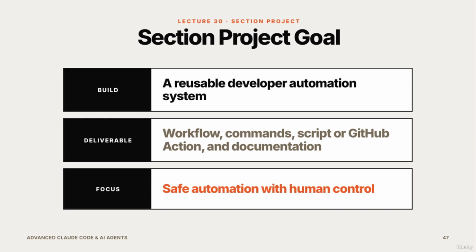Our focus throughout this project is on creating automation that maintains safety by including human control points. This ensures that while processes are automated, developers can still intervene when necessary to maintain oversight and prevent unintended consequences. Additionally, we will be incorporating advanced Claude Code and AI agents to enhance the system's capabilities, making the automation smarter and more adaptable to different development scenarios. This approach aims to bring together automation efficiency with controlled human oversight, striking a balance that supports developer productivity and reliability.